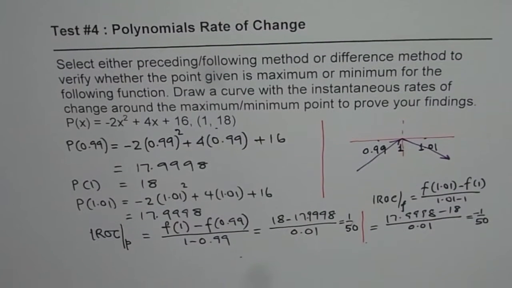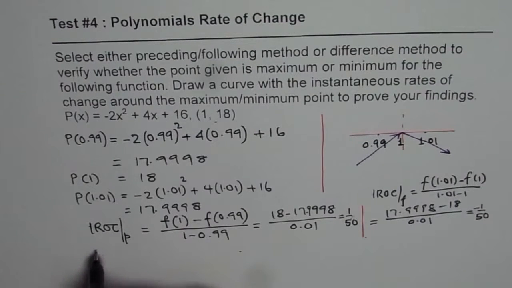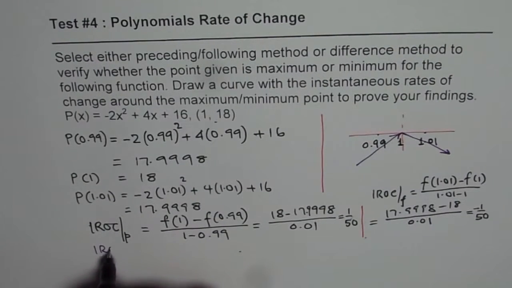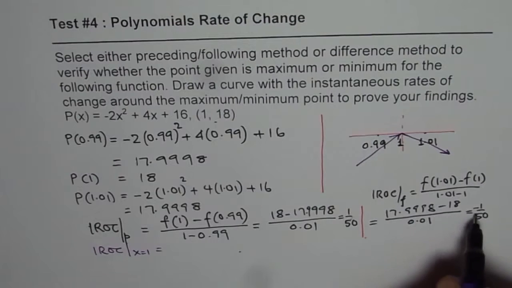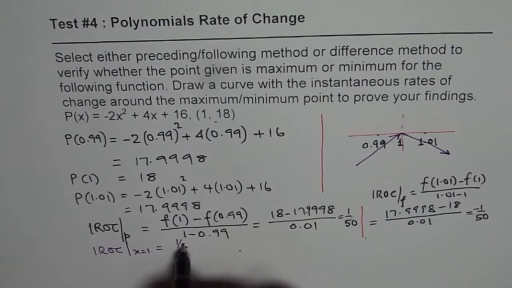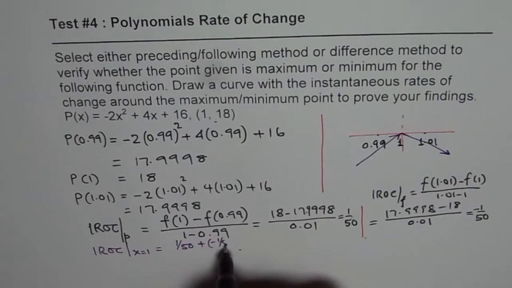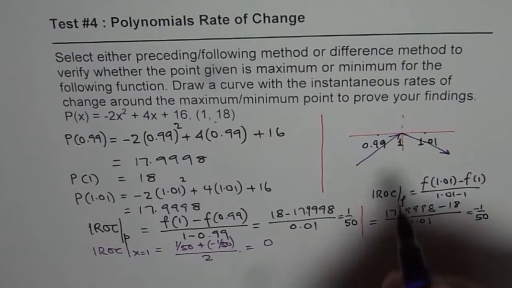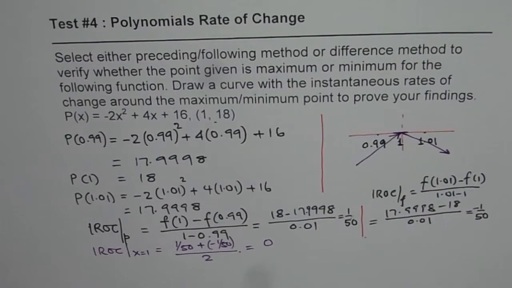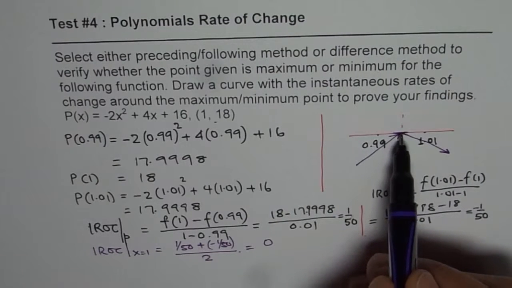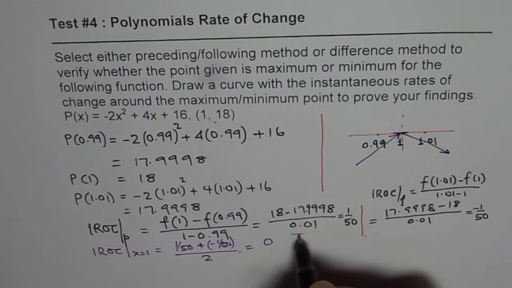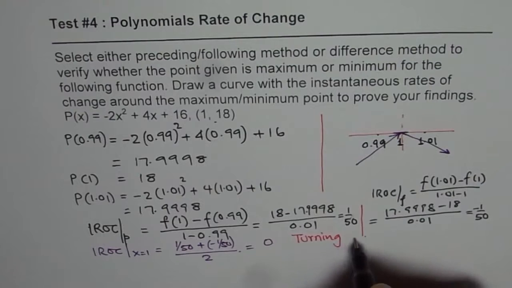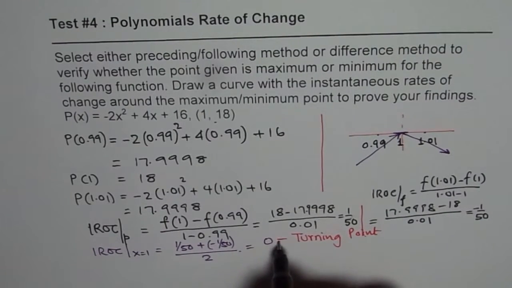So we will say the instantaneous rate of change at x equals 1 will be the average value of these two, right? Which is 1 over 50 plus minus 1 over 50 divided by 2, which is equal to 0. Now the instantaneous rate of change in the center is 0. It means that there is either a maximum or a minimum. It means it is a turning point, right?